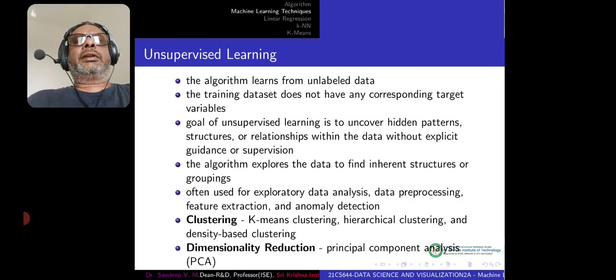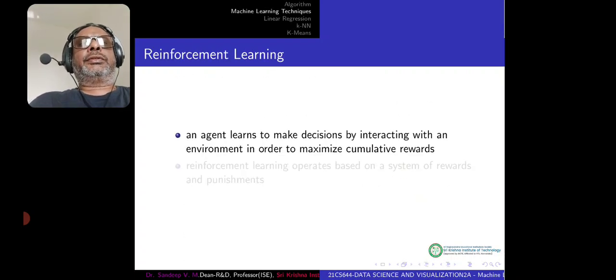One is clustering. The given data are clustered into some number of groups. Another case, data with a large number of features can be redefined to have a lesser number of features, so where the dimensionality is reduced.